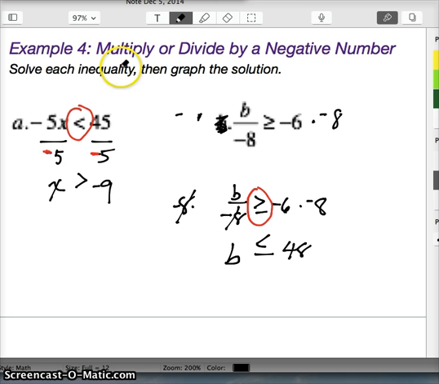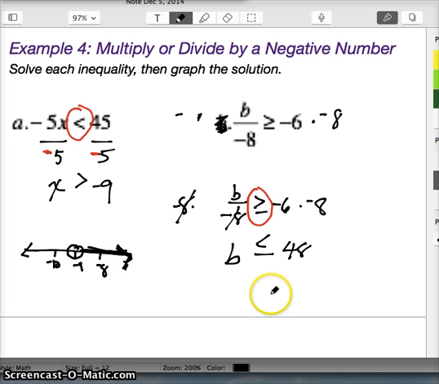So we didn't do all of this problem. The second part says to solve each inequality and then graph the solution. And we're comfortable with graphing at this point. So here is our -10, -9, -8. Give ourselves a few points. Open circle at -9. And then, since x is greater than, we're going to shade to the right where the values are greater than.